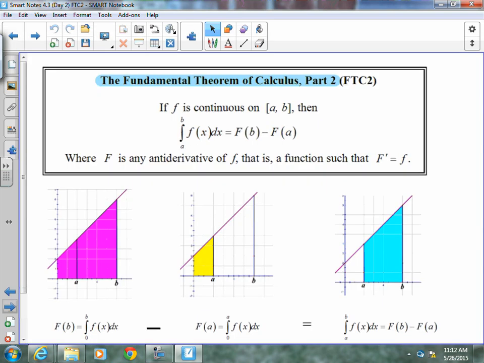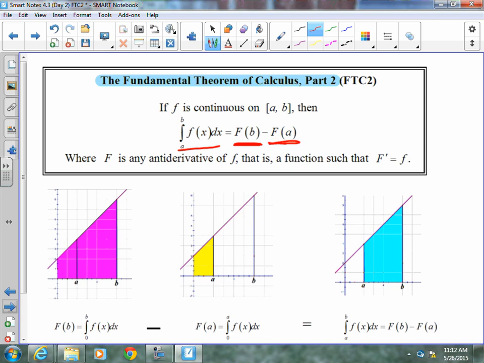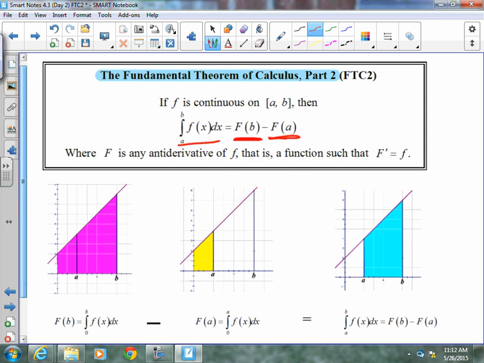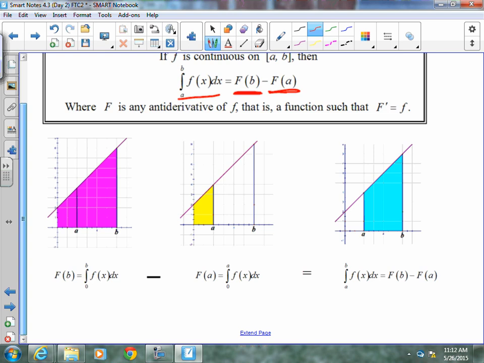We discovered the other day that the area under a curve, or an integral for that matter, was the antiderivative. So if f is continuous on a to b, then the integral from a to b is equal to the antiderivative with b plugged in minus the antiderivative with a plugged in. It works because they take the area from 0 to b and subtract the area from 0 to a and are left with the area from a to b.